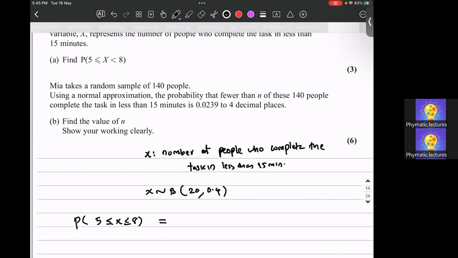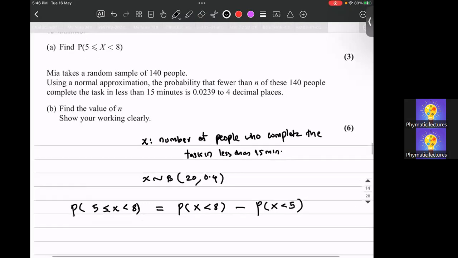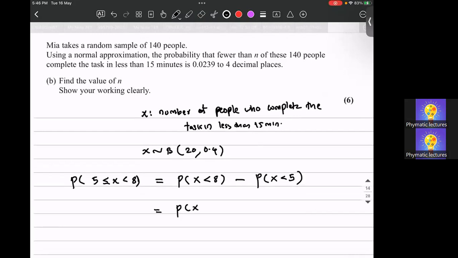5 and 8 could be calculated as follows. It's not x less than or equal to 8, it's x less than 8. So that is equal to probability of x less than 8 minus probability of x less than 5. That means probability of x less than or equal to 7 minus probability of x less than or equal to 4.